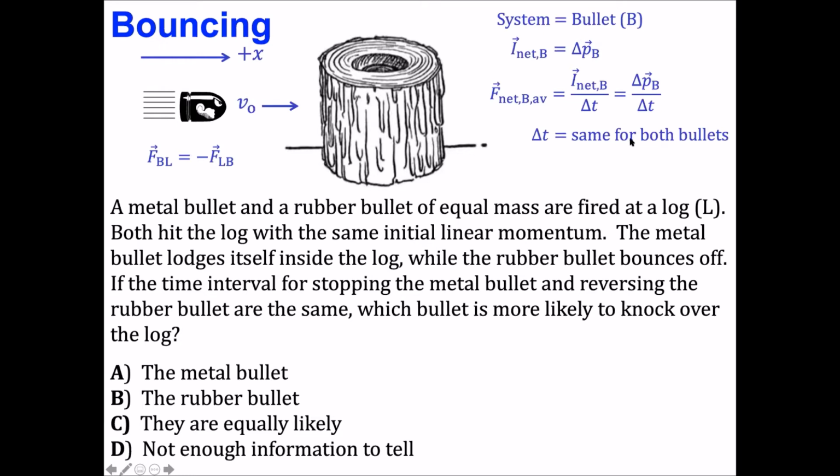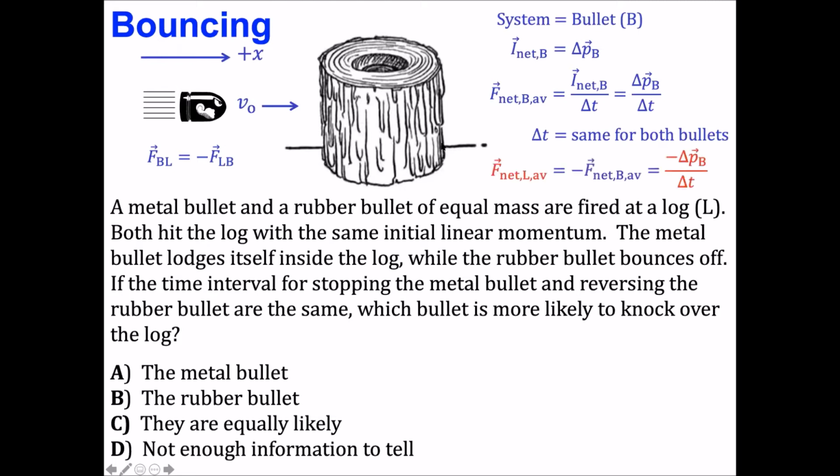Delta t for the metal bullet is going to be the amount of time that it takes the bullet to strike the log and come to a stop. And delta t for the rubber bullet is going to be the amount of time that the rubber bullet interacts with the log as it strikes the log, comes to a stop, and then turns around and goes back the same way due to the bouncing effect.